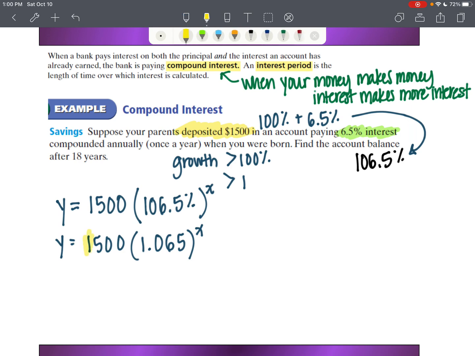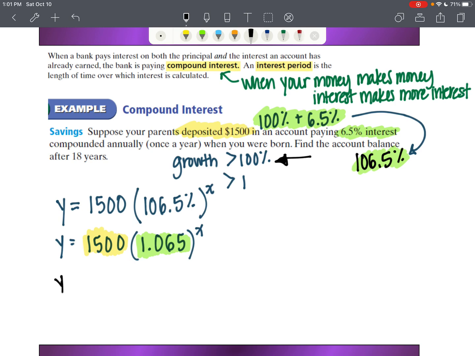1,500 is our initial amount. The 6.5% translated to 1.065. And we got that from this addition problem right up here. That led us to the 106.5%. If we just put 6.5%, we wouldn't have growth. See, our growth has to be greater than 100%.